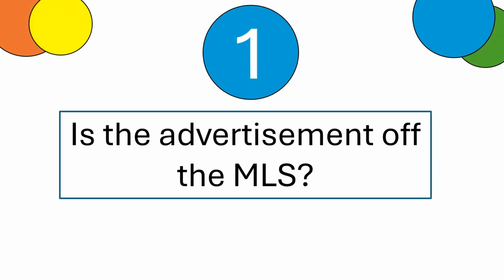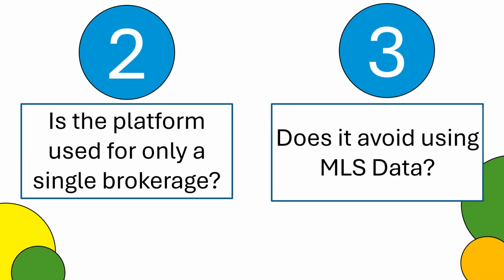Let's work through determining if we can advertise compensation. First off, is the advertisement off the MLS? If the answer is no, then you cannot advertise compensation information. If the answer is yes, then we can continue with questions 2 and 3 to determine if we can advertise compensation. Next, we need to look at questions 2 and 3.